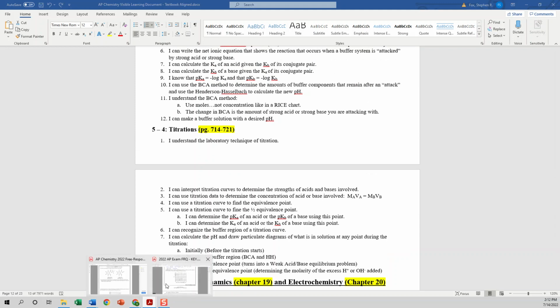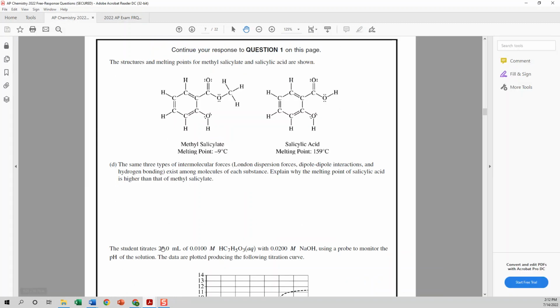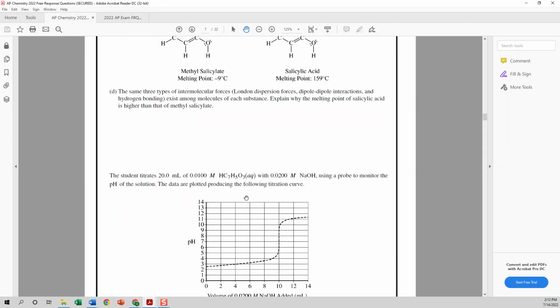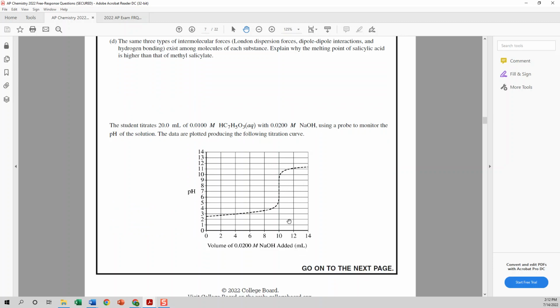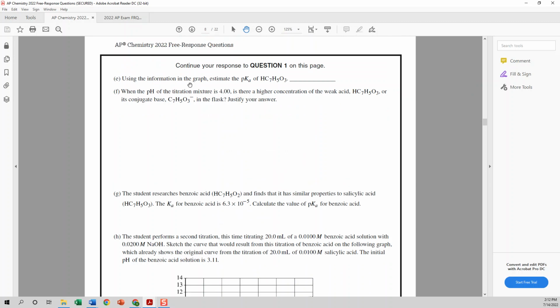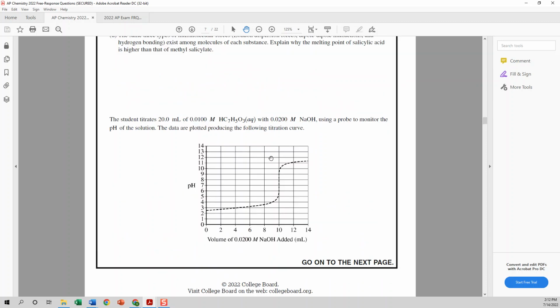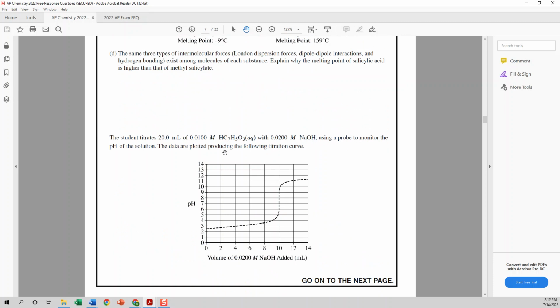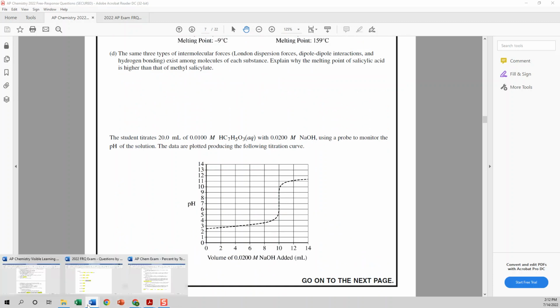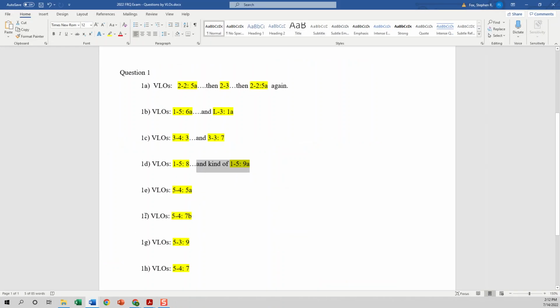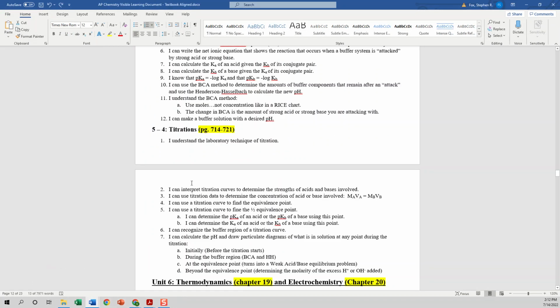So anyway, let's read the question. So it says 20 milliliters of 0.01 molar acid is titrated with 0.02 molar NaOH. They made a titration curve, and then they ask you, using the information in the graph, estimate the pKa of the acid. So using this, figure out the pKa. And so if we look at the VLOs, 5-4 5A is the VLO for this. And so let's find that on our visible learning document.